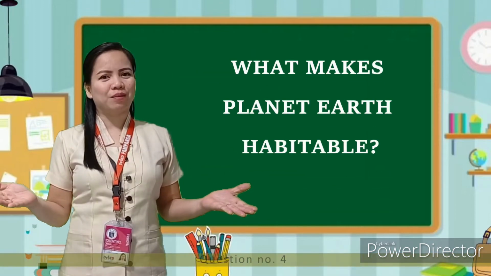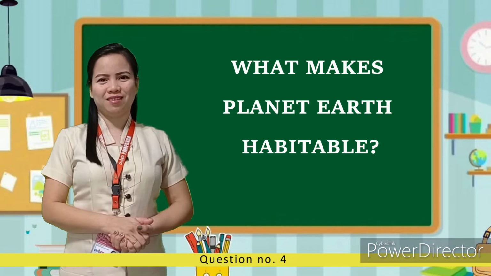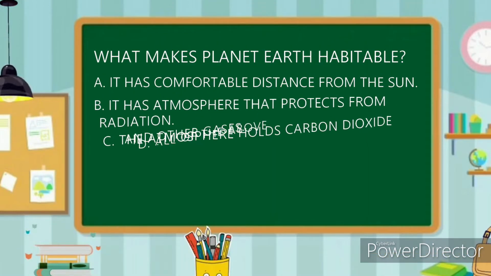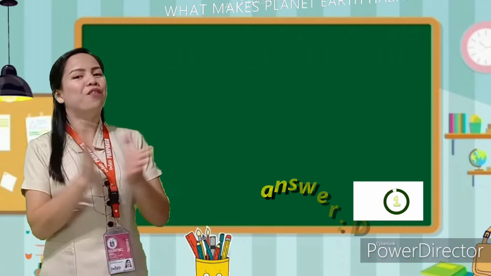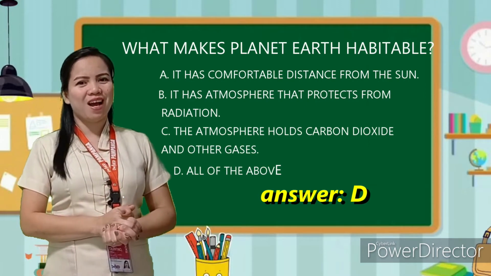Fourth question. What makes the planet Earth habitable? A. It has comfortable distance from the sun. B. It has atmosphere that protects from radiation. C. The atmosphere holds carbon dioxide and other gases. D. All of the above. Very good! It's letter D. All of the given are correct.